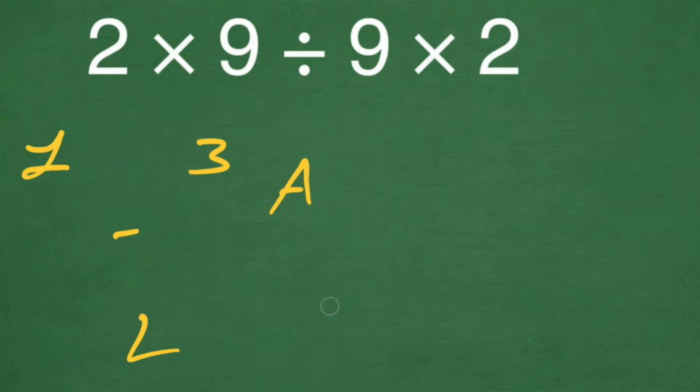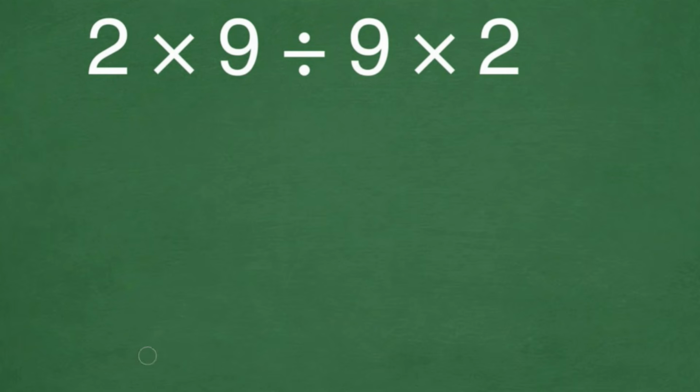So now our problem, we have a multiplication and division in the middle. So we are going to multiply 2 by 9 and then divide that by 9, and then we are going to multiply everything by 2. So that is how we do it.